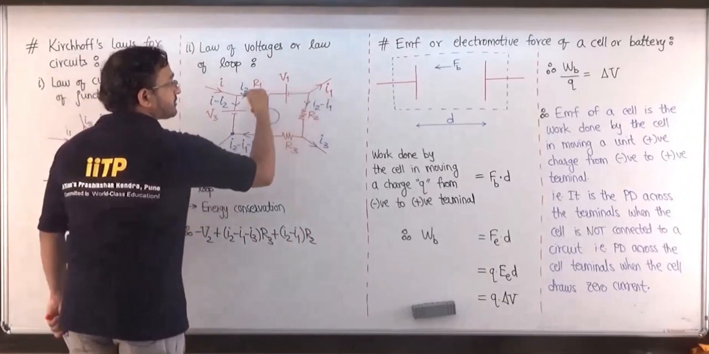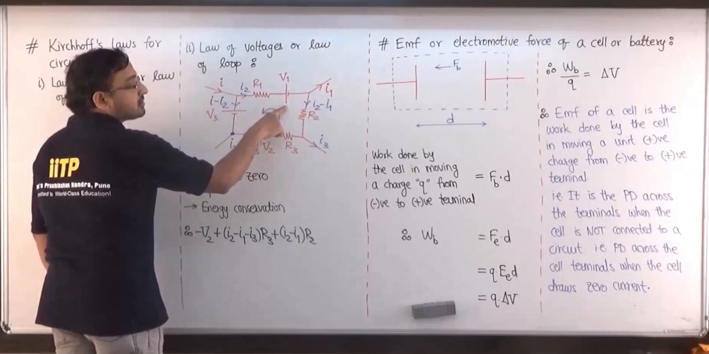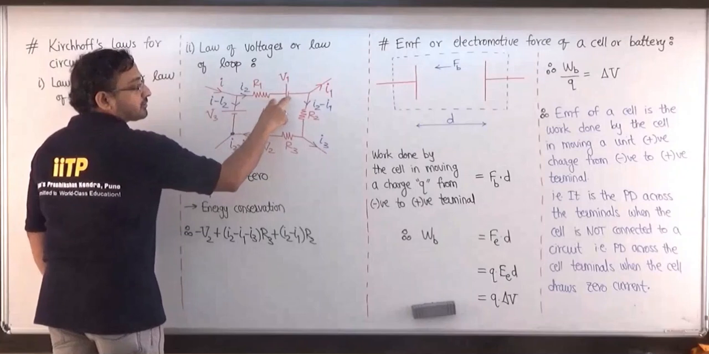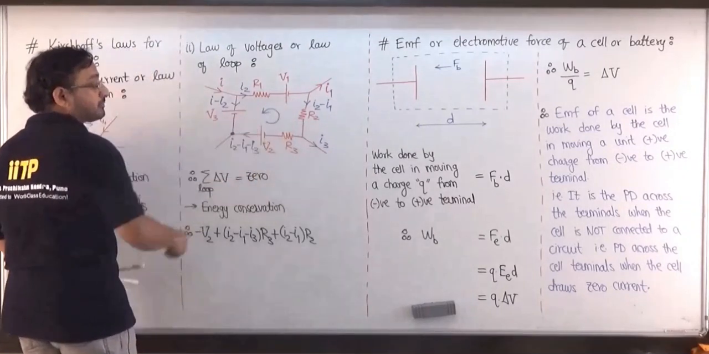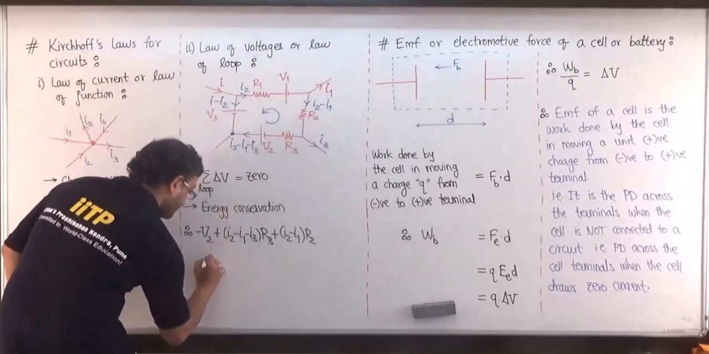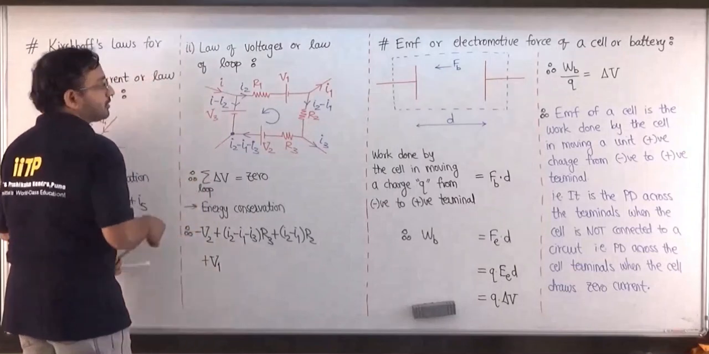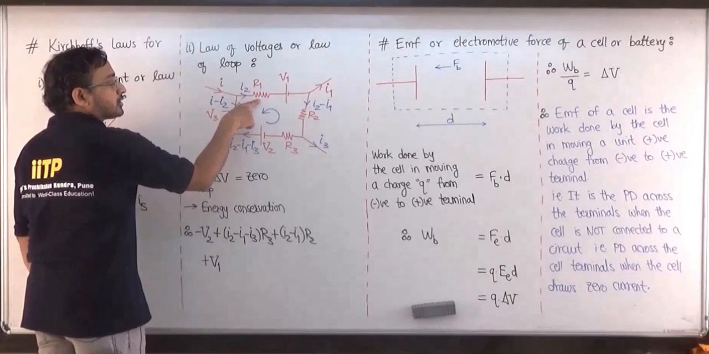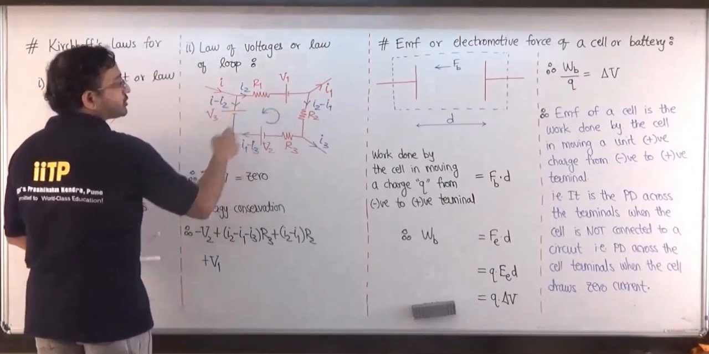Then I come to this branch, and I am going over a cell, but I am going from the negative to the positive terminal. Hence the potential difference or the voltage across the cell is considered positive. That will be plus V1. Then I go over a resistor R1, but again in the direction opposite to the current, and therefore I have to take that as plus I2 R1.